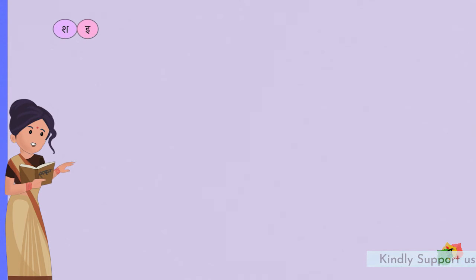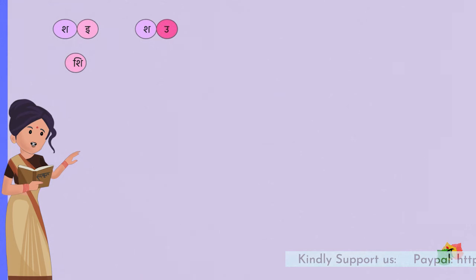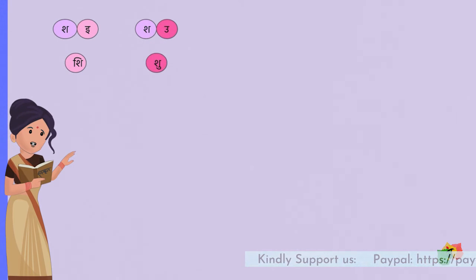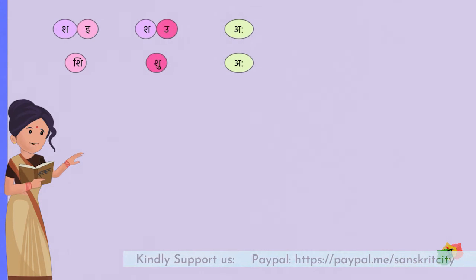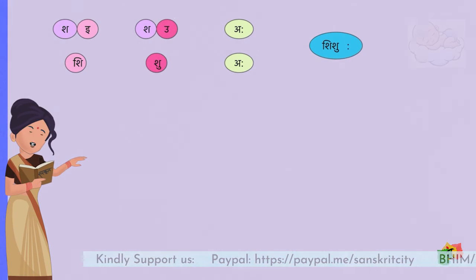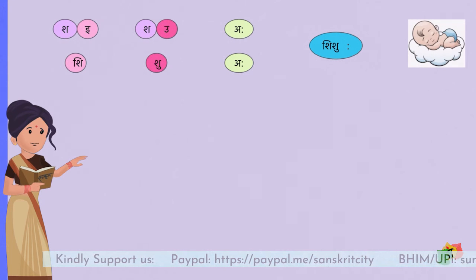Sha and e gives she. Sha and u gives shu. When joined with aha, we get a new word called shishuhu, which means baby.